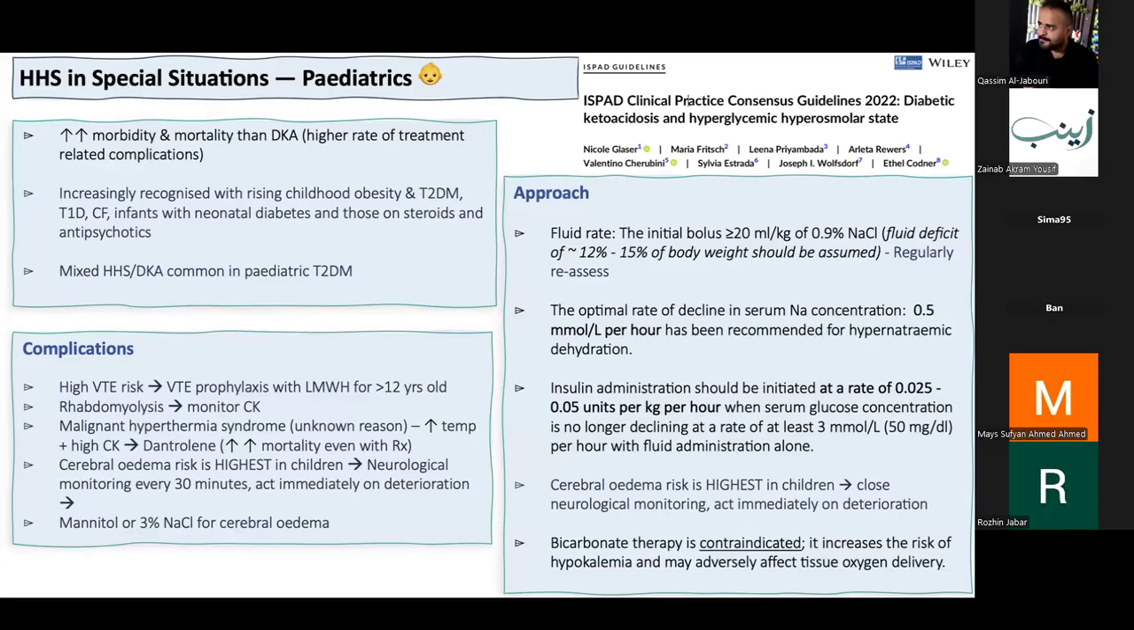Cerebral edema is very high in those patients. So regular neurological observation every 30 minutes, and you need to act immediately to reverse the cerebral edema if it happens, with either hypertonic saline or mannitol. Any question before we go to the cases?